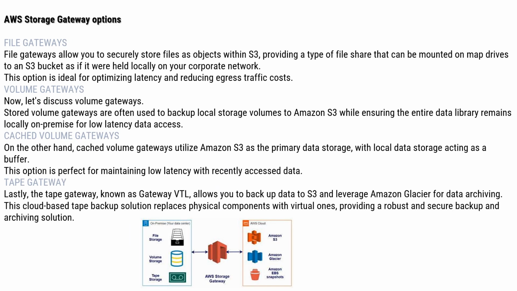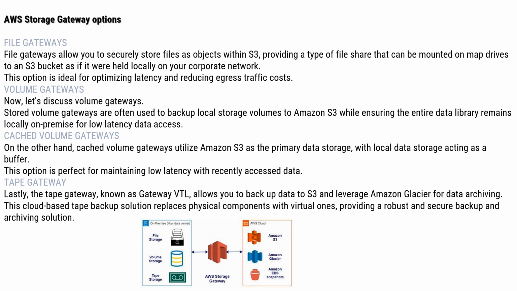Now let's do an overview of AWS Storage Gateway options. So let's explore the different configurations available and when to use them. File gateways allow you to securely store files as objects within S3, providing a type of file share that can be mounted or mapped to drives to an S3 bucket as if it were held locally on your corporate network. This option is ideal for optimizing latency and reducing egress traffic costs.